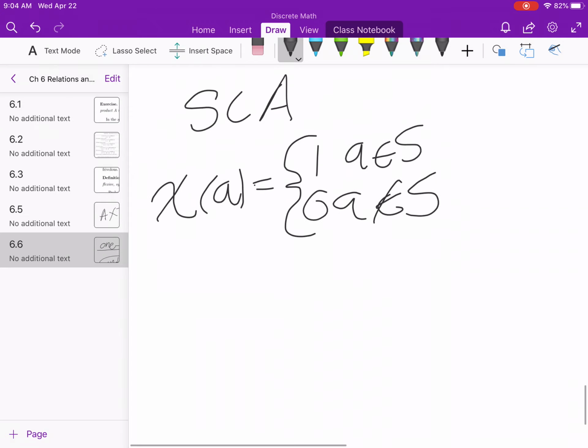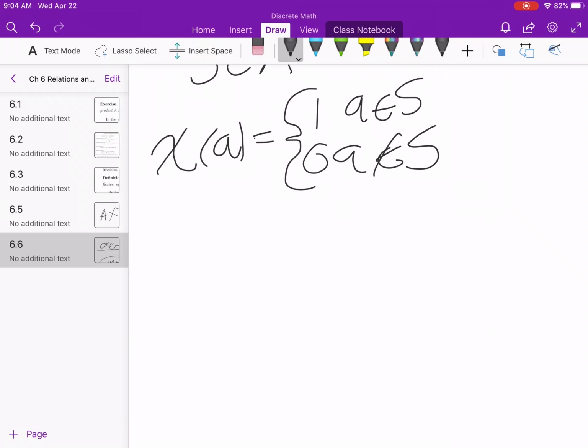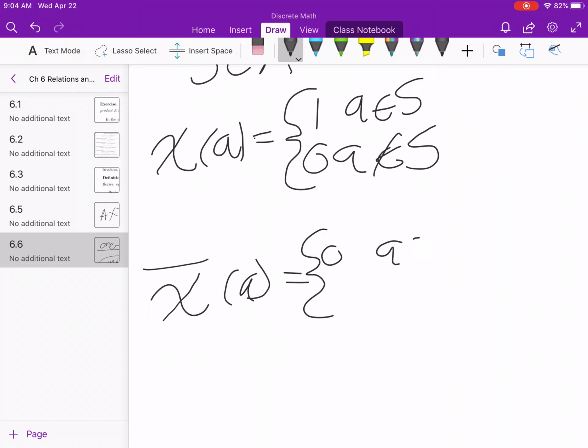Now they ask you a kind of interesting question, like how would you do it for the complement of S? So basically you would just switch this around. I'll call it chi bar of A. It's going to be 0 if A is in S, and it's going to be 1 if A is not in S. And notice that this would actually give you the complement characteristic function.